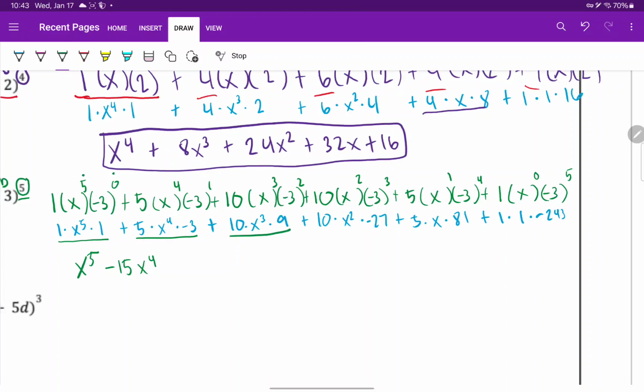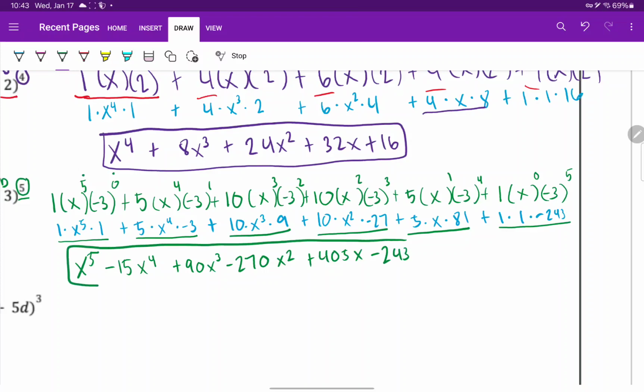For my next one, 10 times x cubed is 10x cubed, times 9 is 90x cubed. And then 10 times x squared is 10x squared, times negative 27 is negative 270x squared. And then 5 times x is 5x, and 5x times 81 is 405x. And then the last one, 1 times negative 243 is negative 243.